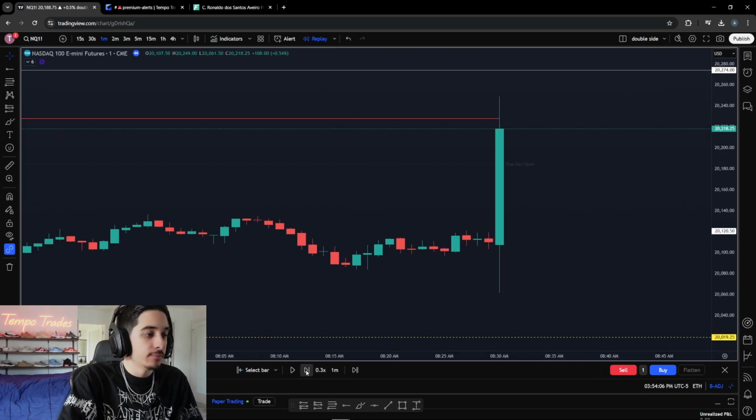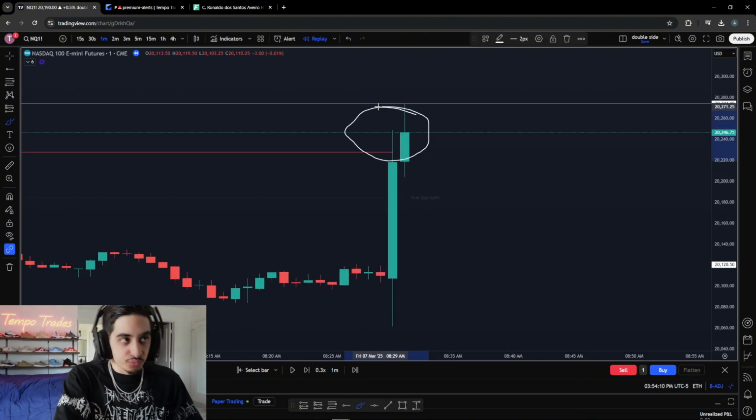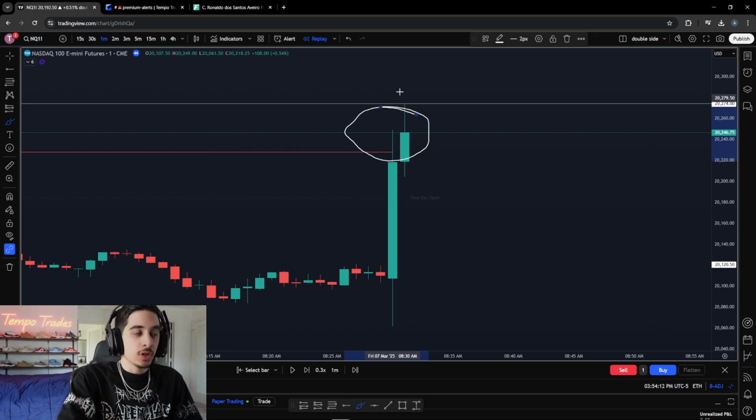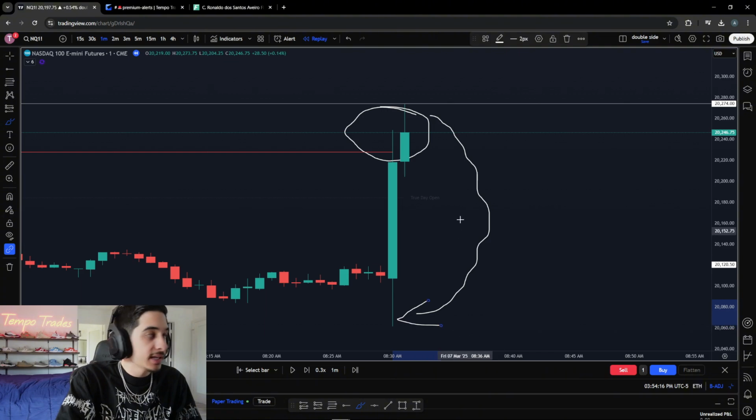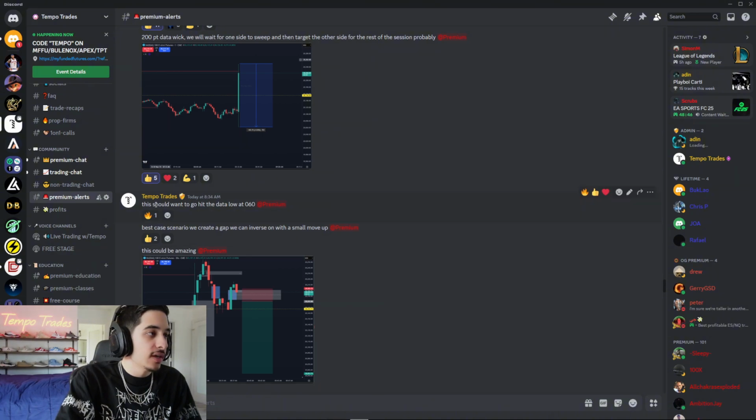if I go in the 1 minute, I go forward, boom. Top end swept, right? Now it's like, okay, we should want to come back down here. I don't know why it's all squiggly like that, but price should want to reverse now and aim for that bottom wick now that it took out the top wick. Okay, you can see in the Discord, I said that very clearly. This should want to go hit the data low at 060, which is at the bottom.